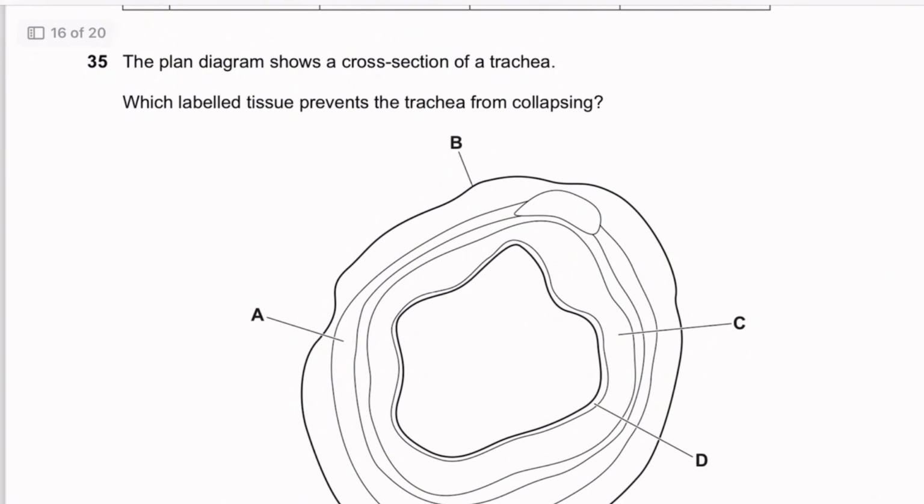Now, the diagram shows a cross-section of the trachea. Which labeled tissue prevents the trachea from collapsing? We need the cartilage rings. These are going to be preventing the trachea from collapsing, and that's going to be, well, A. Okay.